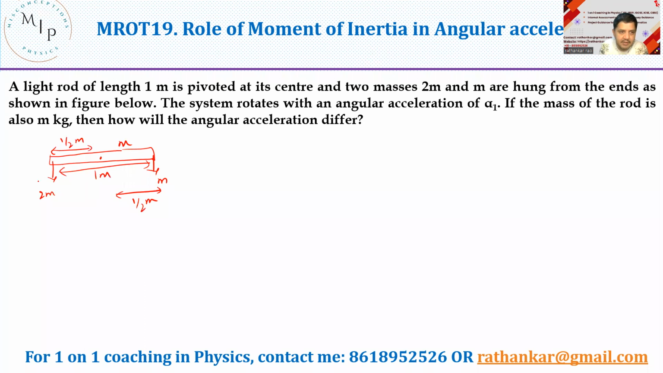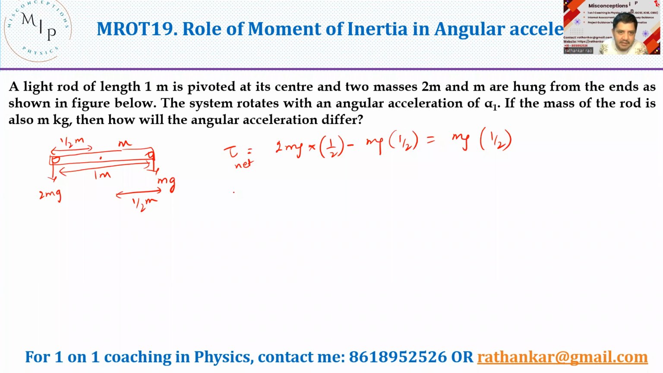Now what do we do? I will say 2mg is the force acting downwards, and mg is the force acting here. I'll add one object here and another object here. The net torque here is nothing but 2mg into r into half, minus mg into half, which should now be equal to mg into half. And then what else do we have?